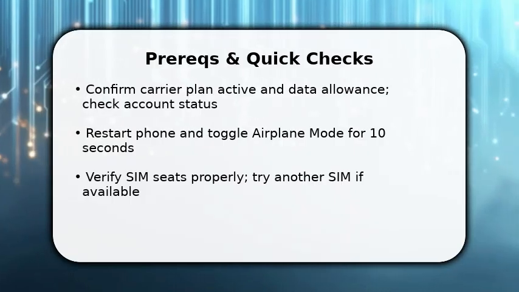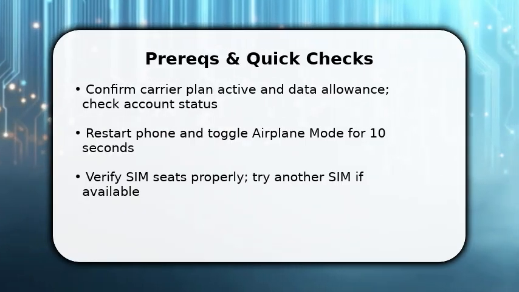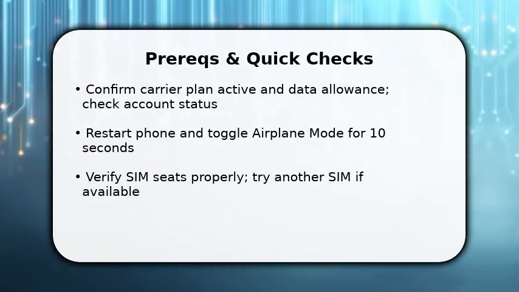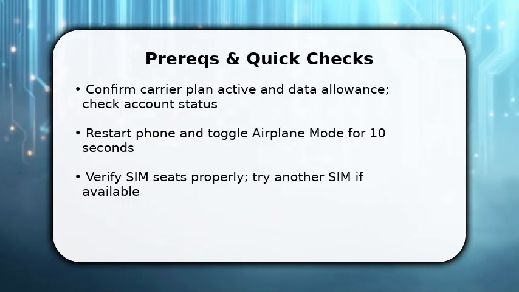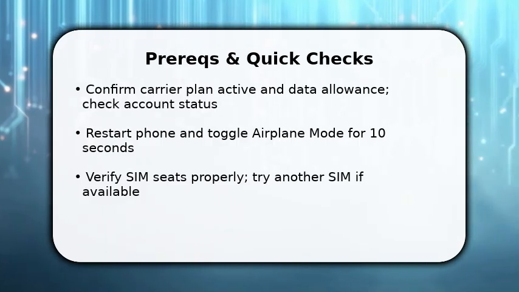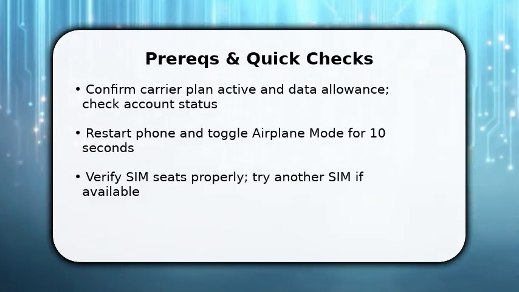You start by confirming core prerequisites. Make sure your carrier plan is active and your account isn't suspended because you can't connect if service is barred. Next, restart the phone and toggle airplane mode for about 10 seconds to refresh radio connections. Check the SIM physically, reseat it or test with a known good SIM to isolate hardware versus account issues.